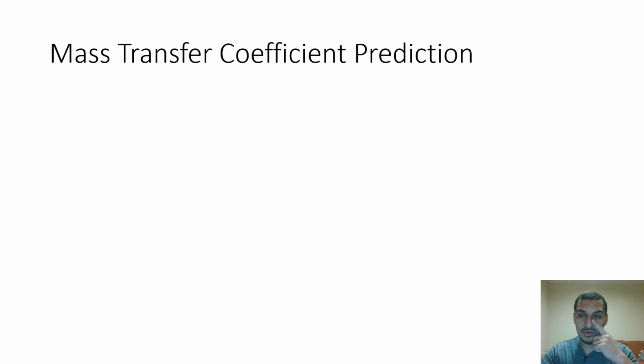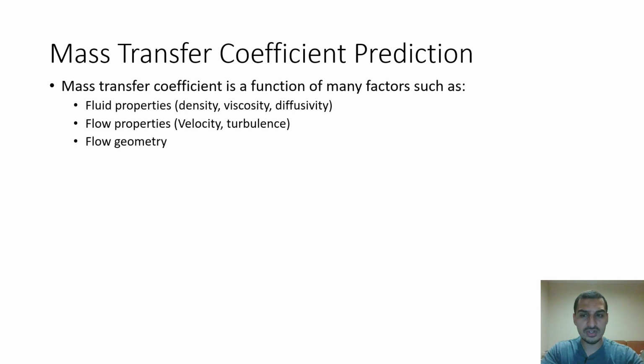So the last thing I'm going to mention in this video is regarding the mass transfer coefficient, or how we can calculate it. The mass transfer coefficient is dependent on almost all the parameters that are affecting the system. It's a function of the fluid properties, its density, viscosity, the diffusivity of the component in the other. It depends on the flow properties, the velocity, the degree of turbulence, and it's a function of the geometry of the flow, either it's going in a pipe or a tube, or like a porous medium or whatever. So it changes a lot with different systems.